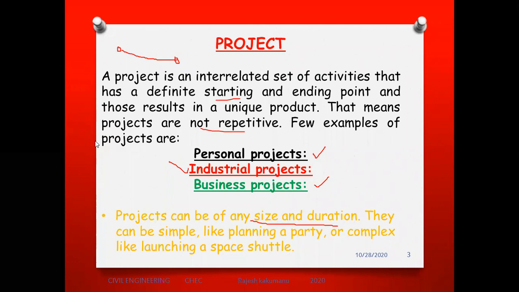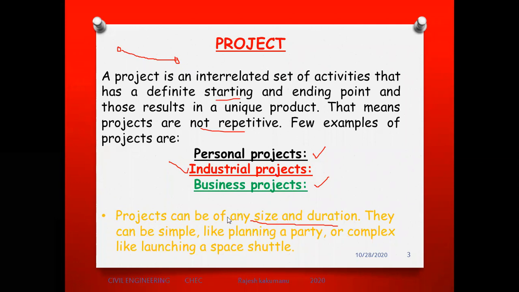Less time means a minimum of 1 year or 2 years project. Maximum duration means it takes a minimum of 10 years or 12 years, right? So see the size and the duration of a project. It may be 1 year, or at maximum 12 years, even 15 years, a project they will also take.